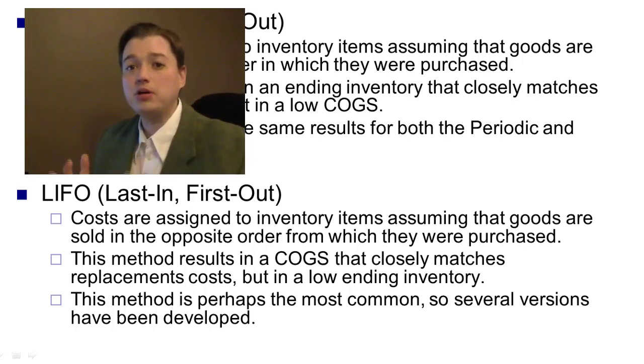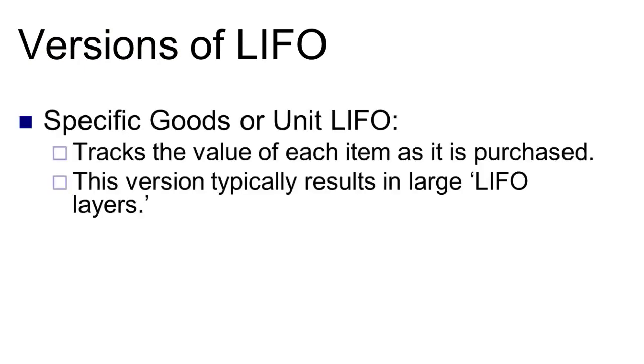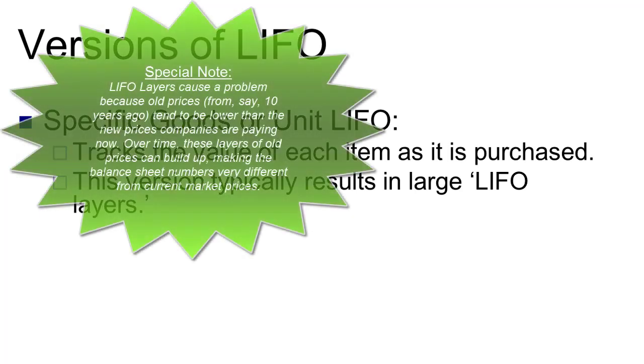So because it's so popular, we've come up with a lot of different specific ways to use LIFO in the United States. The most common is what we call specific goods LIFO. And that's where we track each item individually as it's purchased, or each class of items. So each type of shoe, each type of shirt, we keep track of each inventory item separately, and we track our LIFO that way.